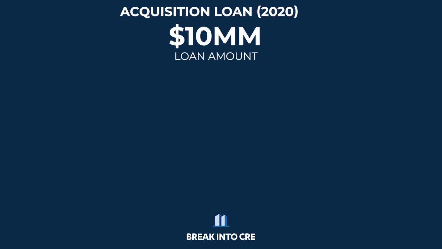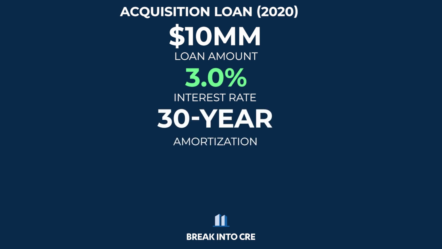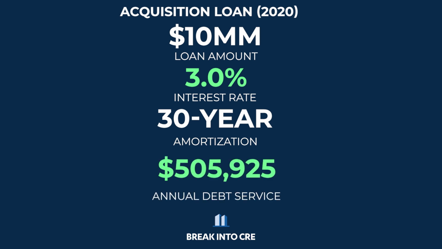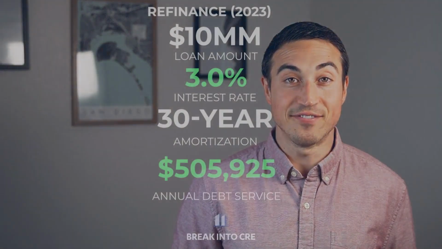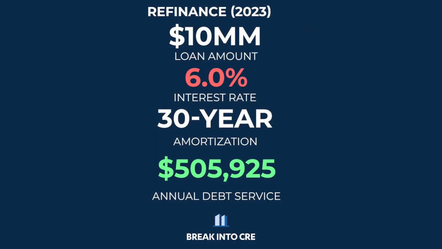And to run through an example of what this might look like, if an investor took out an acquisition loan of $10 million financed at 3% interest back in 2020, assuming an amortization period of 30 years, the annual debt service on the loan would be $505,925. But if that original acquisition loan was now set to mature this year in 2023 and had to be refinanced in today's interest rate environment, if we assume a 6% interest rate on the new loan proceeds, keeping all other variables constant, a $10 million loan would now require annual debt service payments of $719,461.